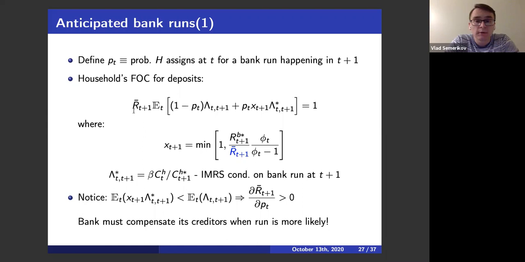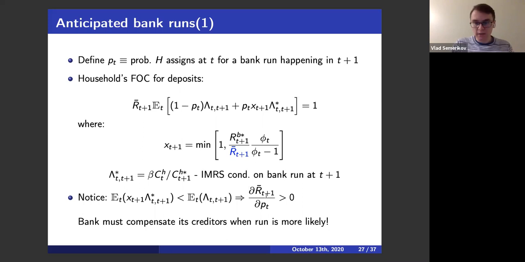The key thing to understand is that as long as pt is not zero, the promised rate of return on deposits, R t plus one bar, is not going to be the risk-free rate. It's going to be risky, exactly because of the possibility of the bank run and subsequent bad things. Therefore, it also affects xt plus one, the recovery rate ratio, and therefore the possibility of the bank run itself. And under some assumptions, the promised rate of return on deposits is an increasing function of the probability of the bank run.